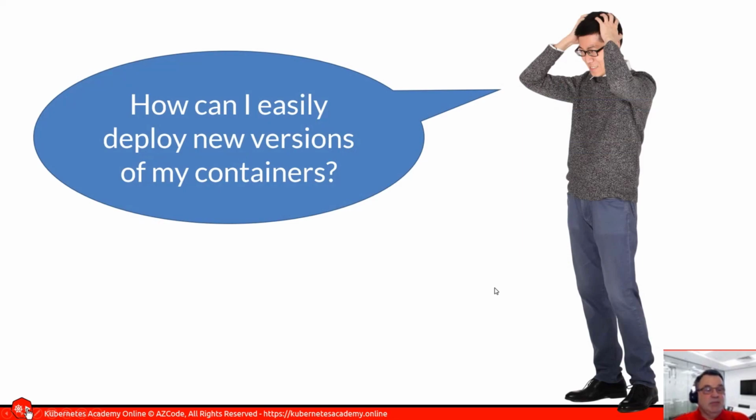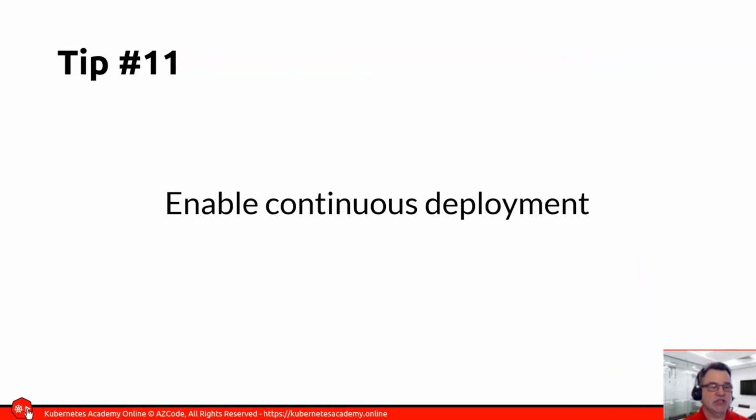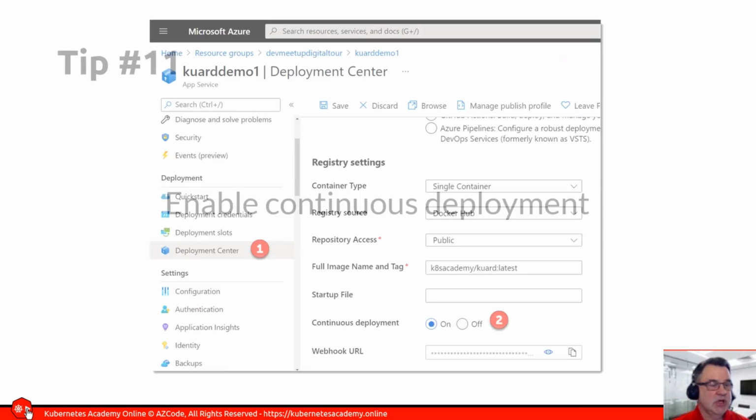How can I easily deploy new versions of my containers? Well, let's say you created a small change inside your container. You deployed a new image in Docker Hub or Azure Container Registry. Is there a way to pull that change automatically? Well, yes, you can enable continuous deployment.